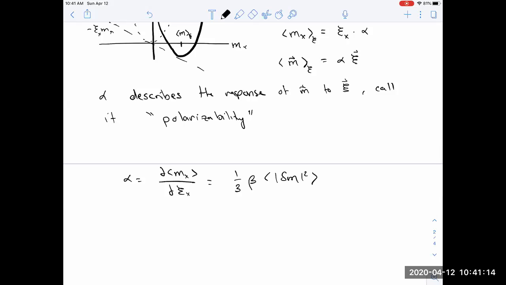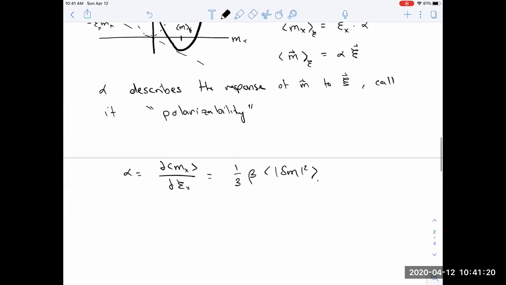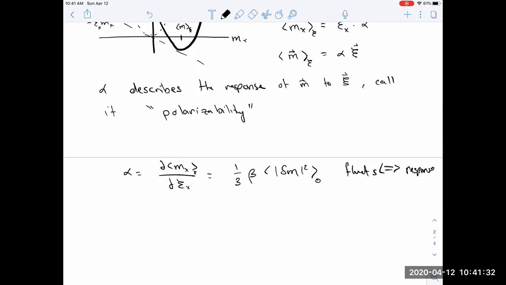So again, as we've found in many other cases, fluctuations in the absence of any field determine the response in the presence of a field, or generally, fluctuations and response are intimately related.